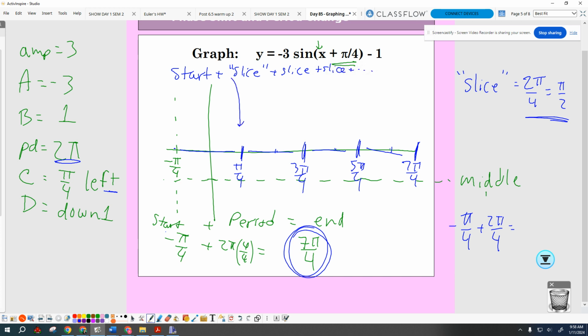Start plus 1 slice gives you the first spot, the second spot, the third spot, and the last spot. So these can get really complicated if the fractions don't come out nicely. But if we can get this far, it should be easy from here. I have a question. Yes.